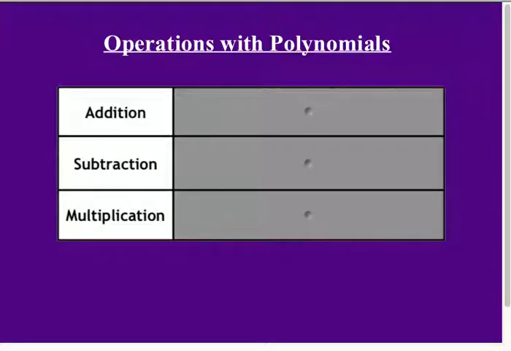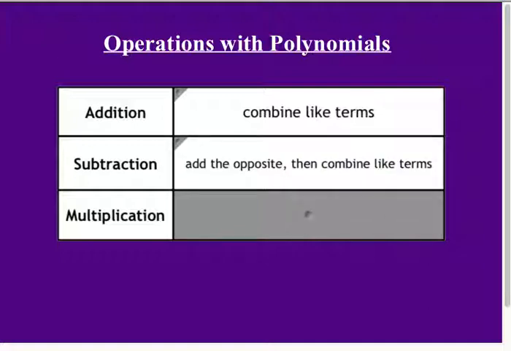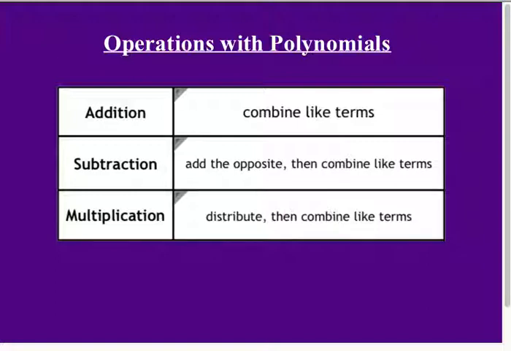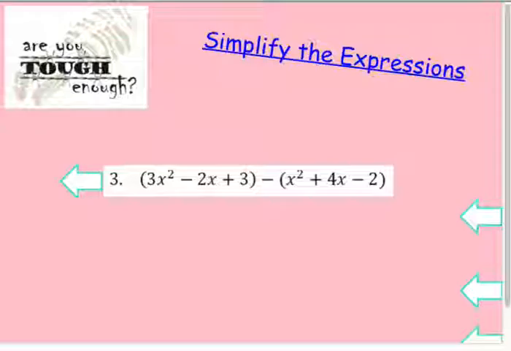The next thing we're going to go ahead and look at is the operations with polynomials. When you are adding two polynomials, make sure you just combine your like terms. Subtracting, I want you to add the opposite, or distribute the negative sign and then combine like terms. And then multiplication, distribute, then combine like terms. Okay, so let's go ahead and just look at some examples.